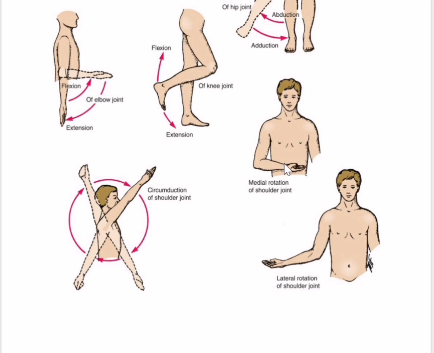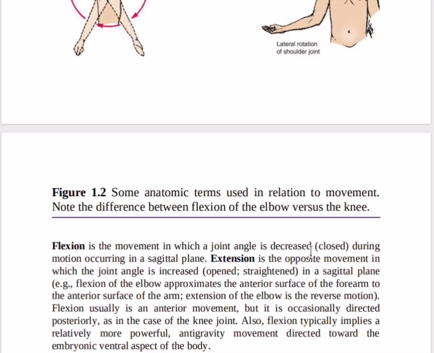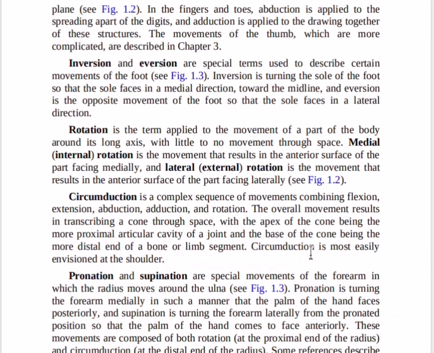The ball and socket here is being projected inwards. Then here you are laterally rotating the shoulder. You are putting your hand away from the midline. Laterally, you are laterally rotating the shoulder joint. Hope that one is clear.